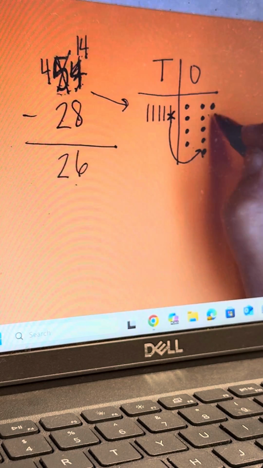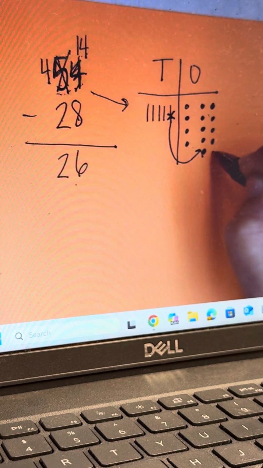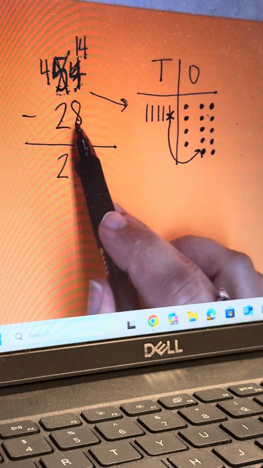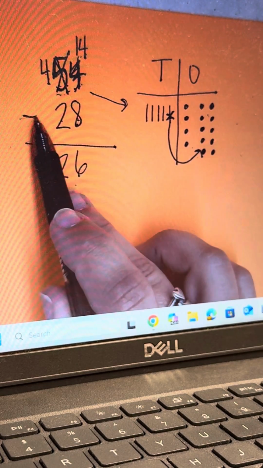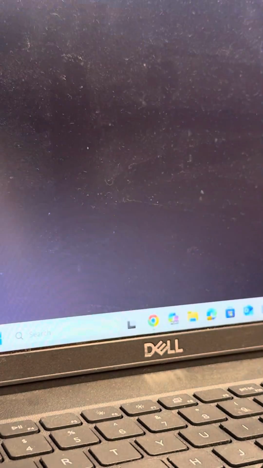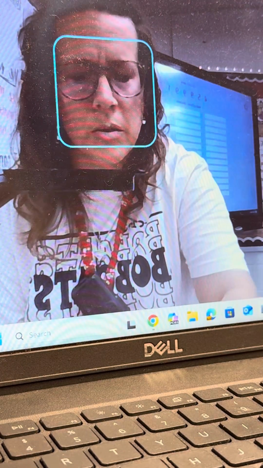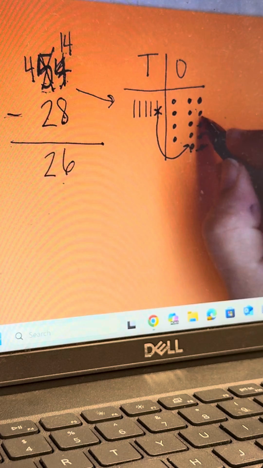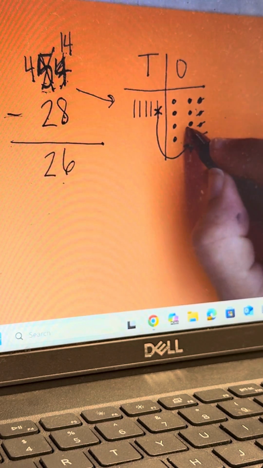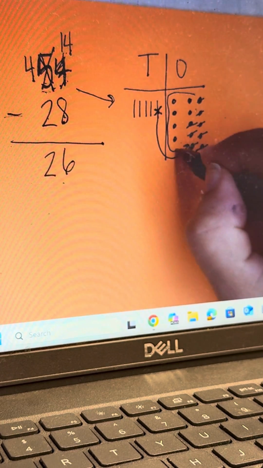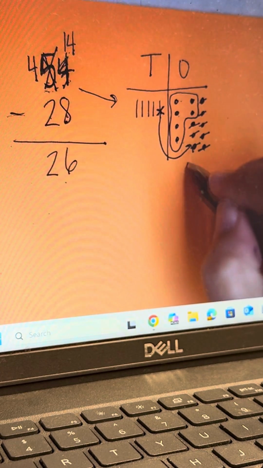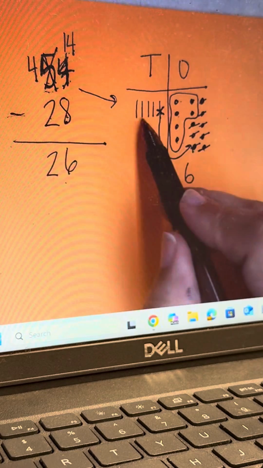And make sure if I'm taking 10 from the tens, that I'm putting 10 in the ones. So now I have all of these ones, and I need to take away 8. We know when it's subtraction, we cross them off. 1, 2, 3, 4, 5, 6, 7, 8. And then we circle or put a line around what we have left. 1, 2, 3, 4, 5, 6. We write that underneath. Now I look at my tens place.